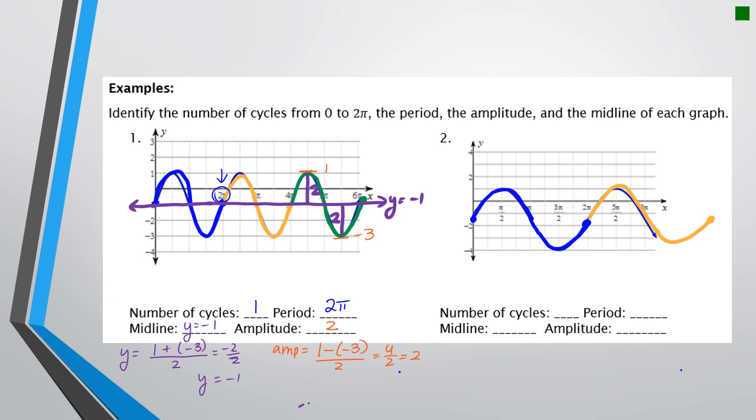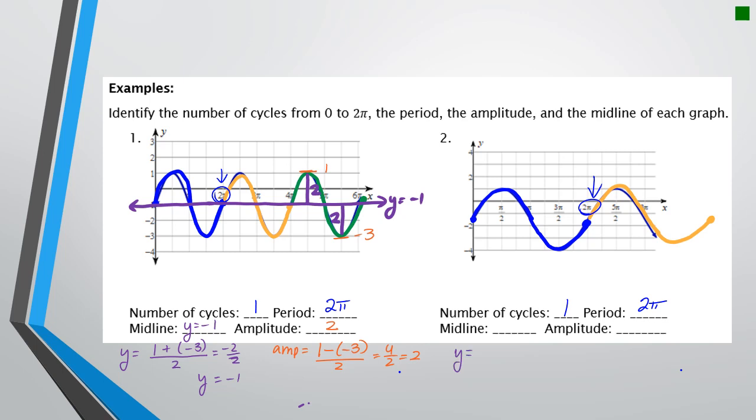So it looks like here's 2 pi. So from 0 to 2 pi, I've got that one blue cycle. So the number of cycles between 0 and 2 pi is 1. The period, again, is going to be this number here, which is 2 pi. And now we have to talk about midline and amplitude. I'll do midline first this time. It really doesn't matter.